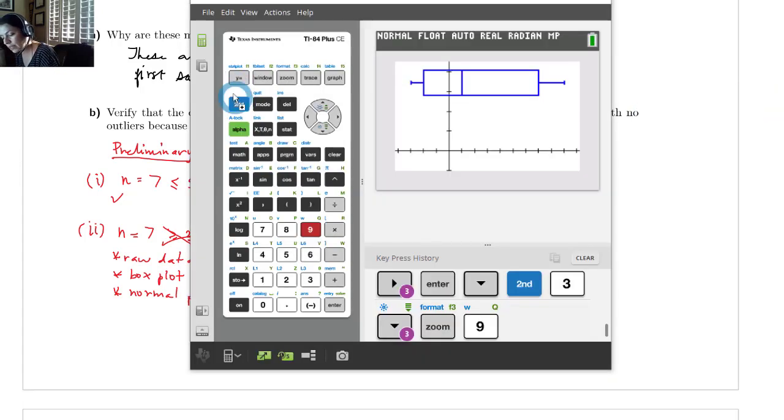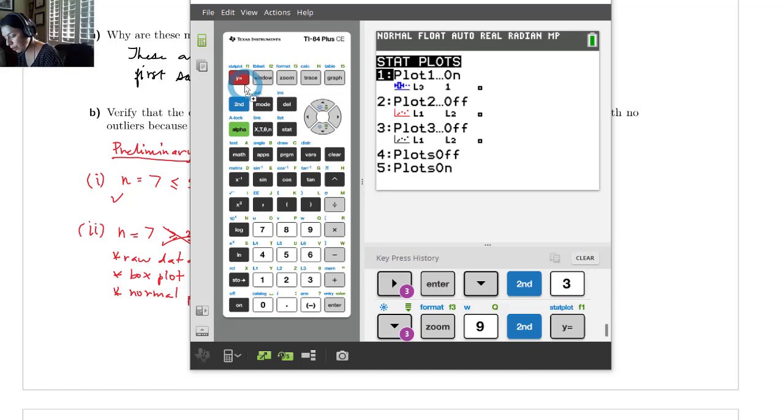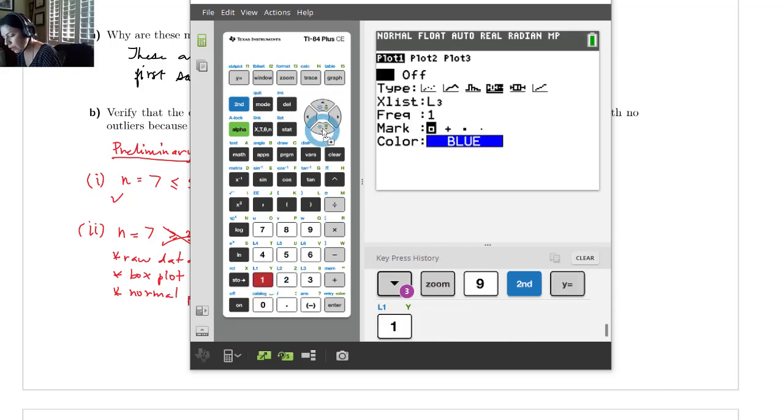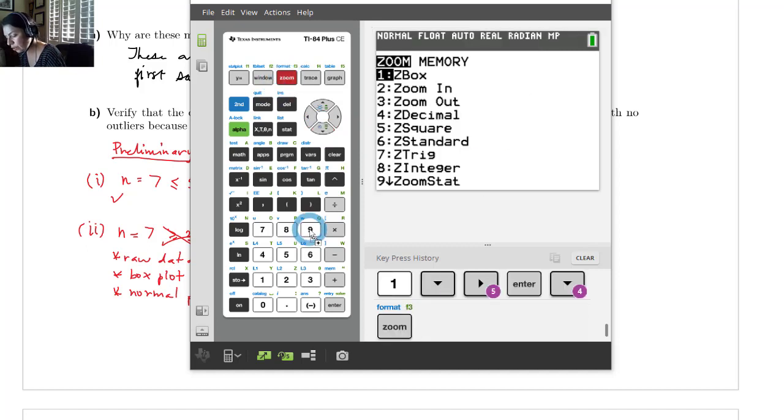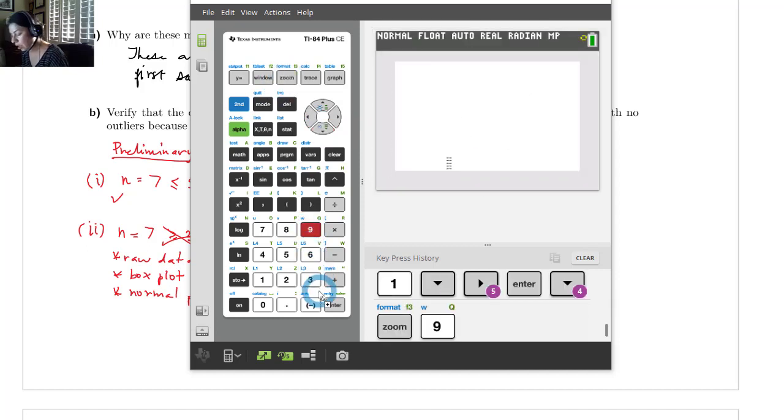Go back to second y equals, which gives you the stat plot, go to 1, and everything's already in there, so I just keep plot 1 and go to the normal probability plot, which is the last graph on the right side, and hit enter. It still keeps list 3, and it marks it blue. Perfect. Hit zoom stat, zoom 9, and it gives me that normal plot.